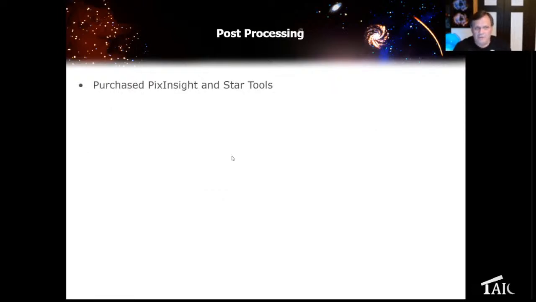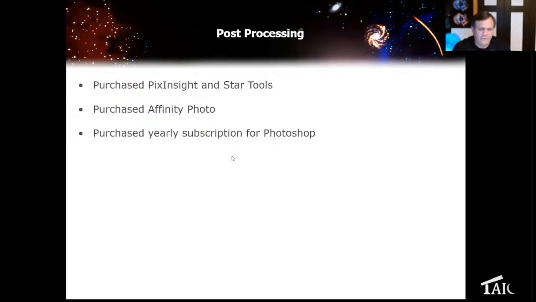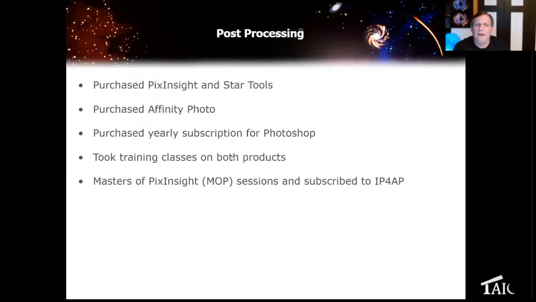And then for post-processing, I purchased PixInsight and StarTools. I started out with StarTools because it was reasonable, but PixInsight has just totally blown me away with what you can do with it. So my choice of tool now is PixInsight for everything. I also purchased Affinity Photo, a $40 one-time cost. But then I succumbed to the Photoshop subscription because there were just so many more tutorials using Photoshop. I took training classes on both of those products. Recently I joined Masters of PixInsight, AKA MOP, and subscribed to IP4AP, and I attend most of those sessions as they come across.